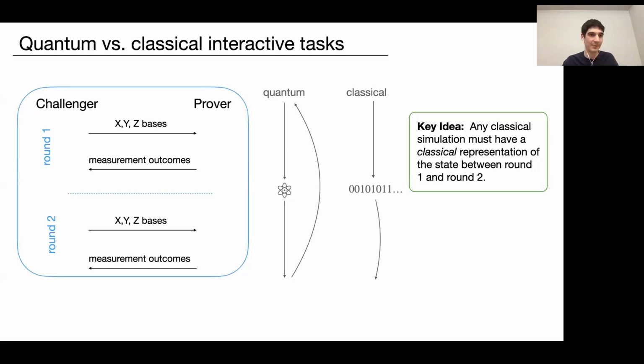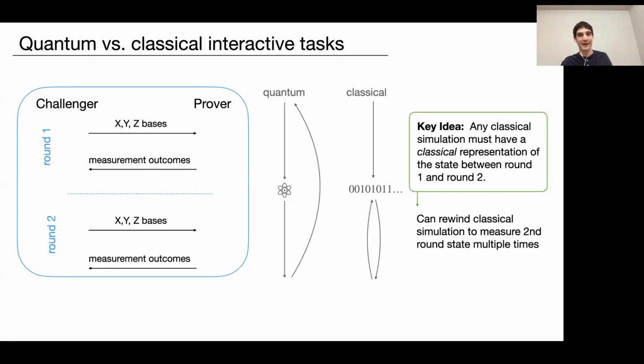So what this allows you to do is, after you make some round 2 measurement, say you ask it a particular set of bases to measure and it makes those measurements, you can then rewind the classical device back to its state right after round 1 and ask it a different set of questions than the ones you originally asked. So you can ask many, many times.